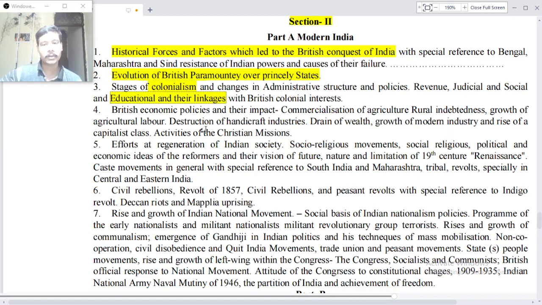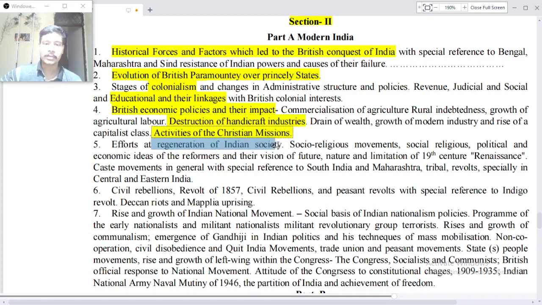linkages with the British colonial interest, British economic policies and their impact, commercialization of agriculture, rural indebtedness and growth of the agricultural labor, destruction of handicraft industries, drain of wealth, the growth of modern industry and the rise of the capitalist class, and activities of the Christian missions.